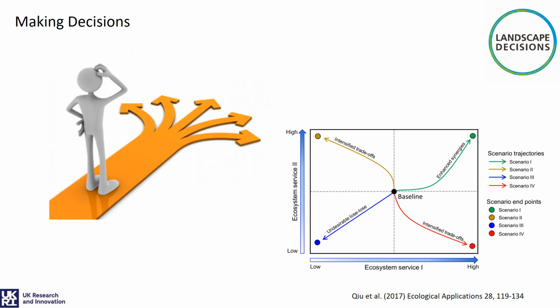A key driver for the Landscape Decisions Programme is the recognition that landscapes are multifunctional. There may then be trade-offs between one desired outcome and another, as illustrated in this schematic from Jiang Xiaochu and colleagues. This was discussed more thoroughly in many of the presentations in Theme 1 of the virtual networking event, and I'd encourage you to go and look at these presentations too if you haven't already done so.